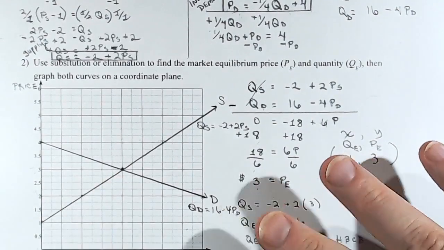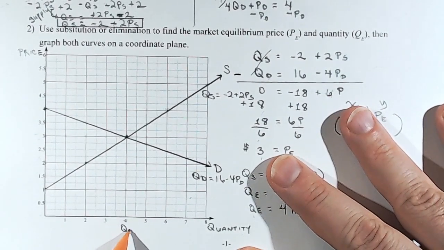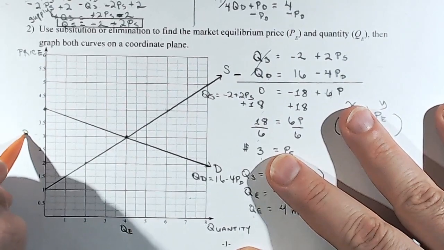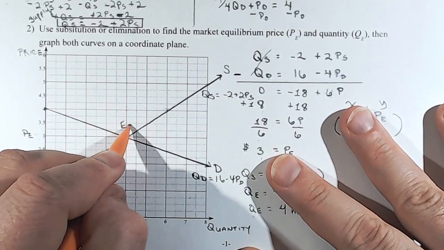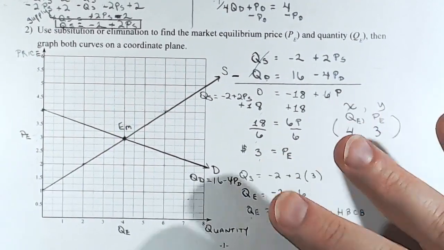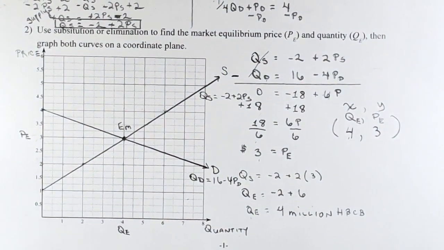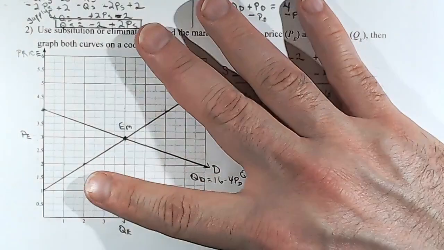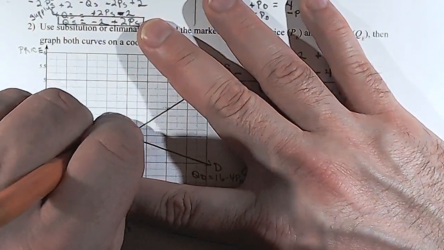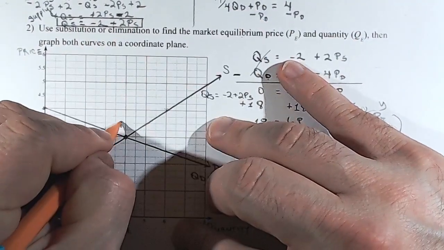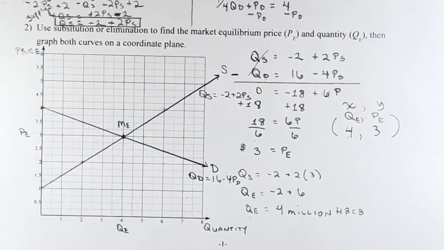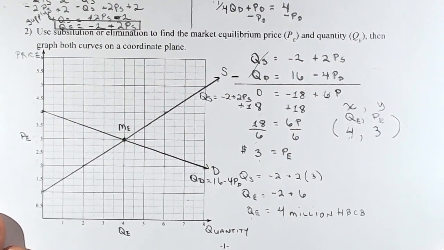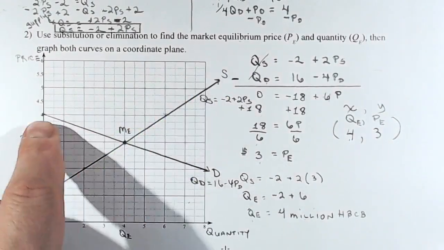And this is our quantity equilibrium. And this is our price equilibrium. And this right here is called our market equilibrium. I guess I should label that M sub E. Okay, market equilibrium. Now, we've done number two, and we've graphed our supply curve and our demand curve.